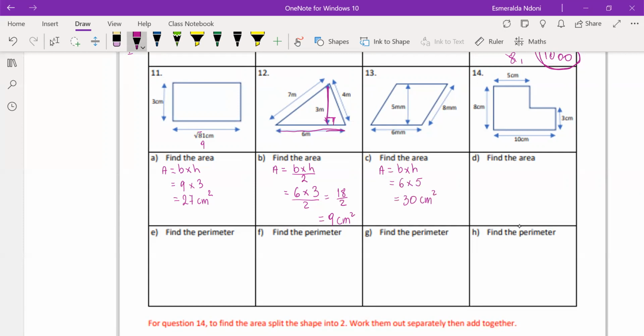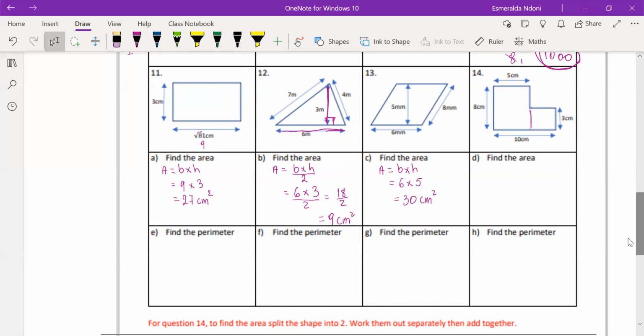Question 14. Again, find the area. I've given you a tip at the bottom of the page, which says for question 14, to find the area, split the shape into 2, work them out separately, then add together. So I'm going to split it into 2 because I don't have a formula for the area of this shape. This is called a compound shape. I don't have a formula for it.